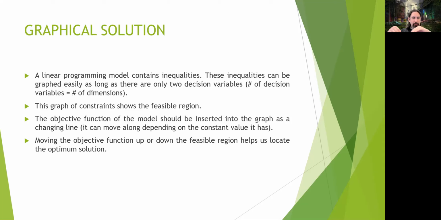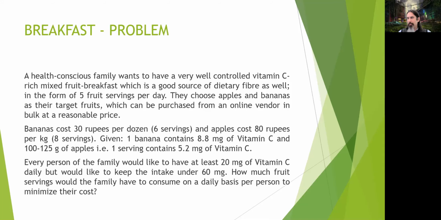So with the objective function, you have to be able to graph it, loosely, because it can move. You will see what I'm talking about in the example soon. As you move that objective function up and down or left or right, depending on how it goes, you can find the optimal solution from the graph. How do we do that? Let's start with an example.